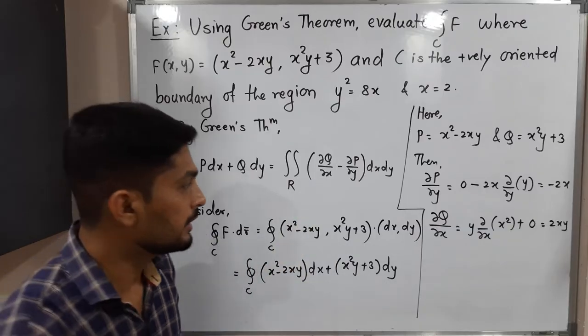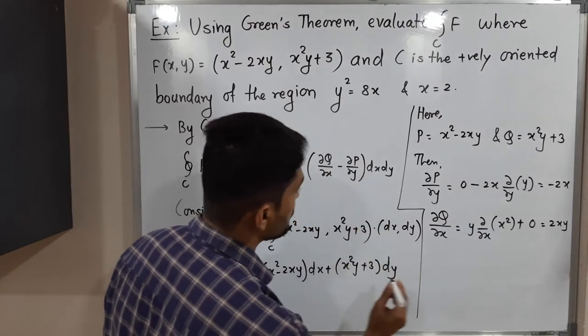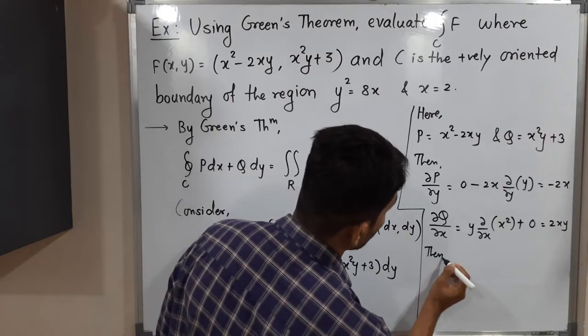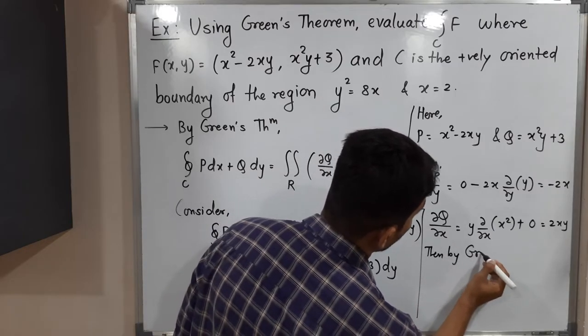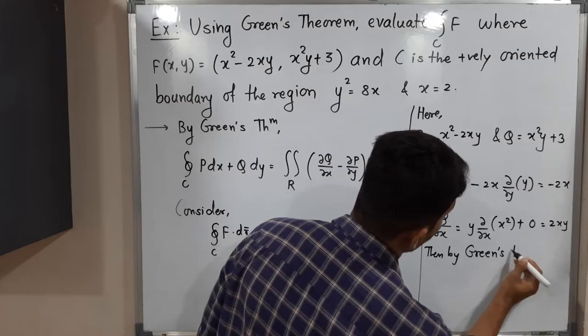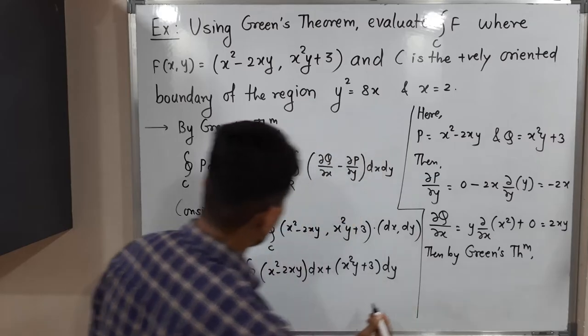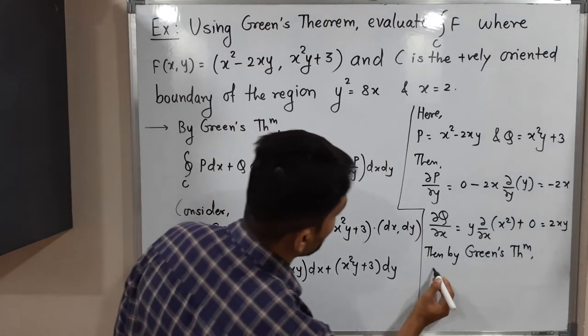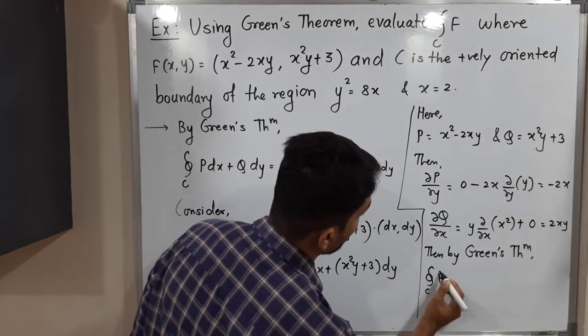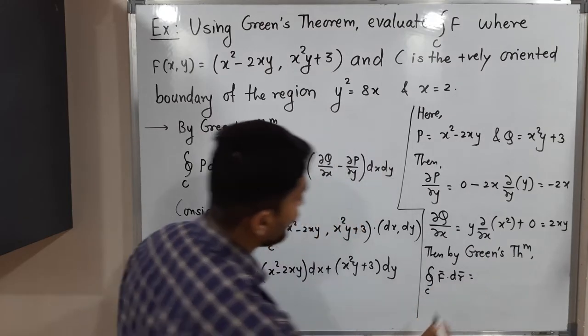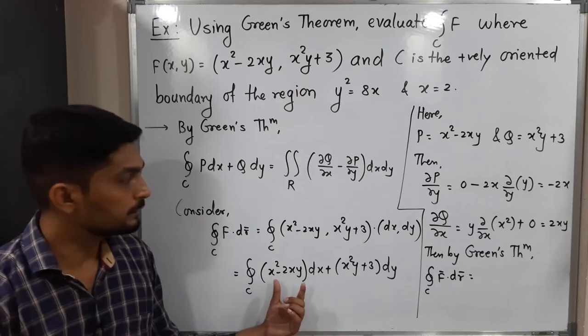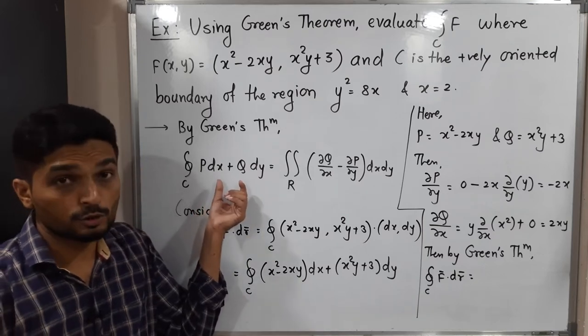So in this way, we got the values of both partial derivatives. Okay, so what will I do? I will put those values here. Then by Green's theorem, I'm writing the integration over C of F bar dot dr bar. Already we have got this one, which is nothing but P dx plus Q dy, right?